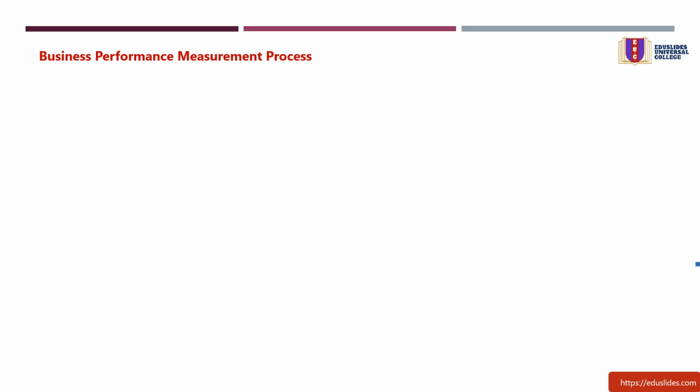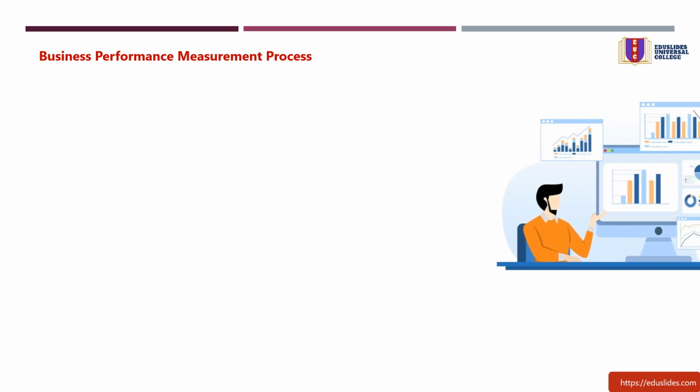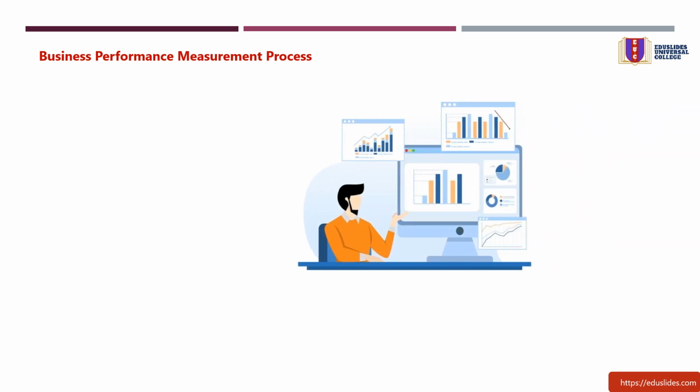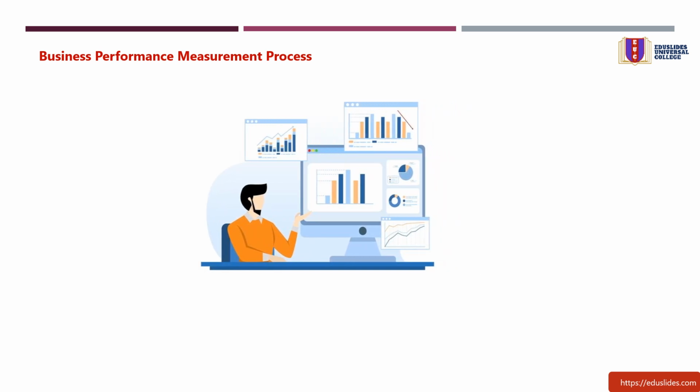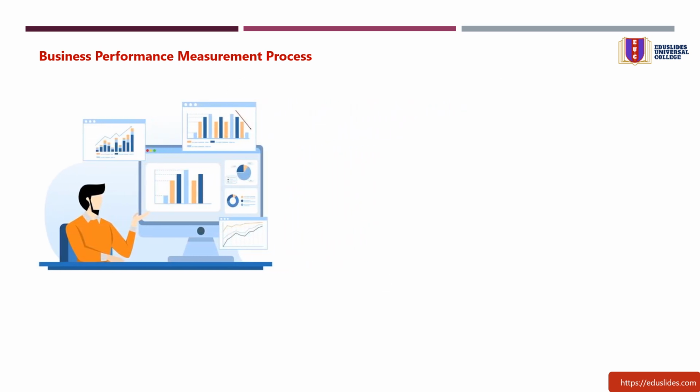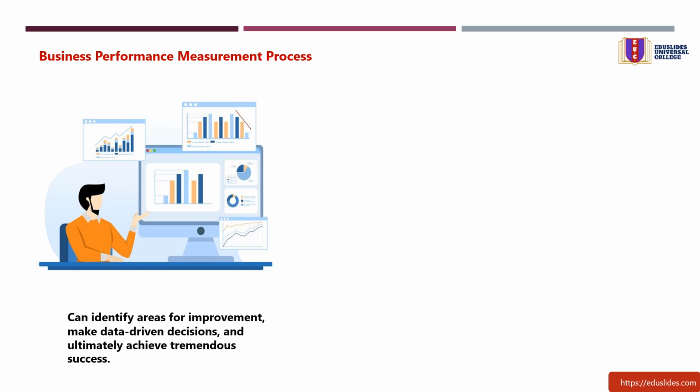Business performance measurement process. Performance measurement and evaluation are critical for organizations and individuals looking to improve their performance. By selecting appropriate performance metrics, collecting and analyzing data, and communicating performance to stakeholders, organizations can identify areas for improvement, make data-driven decisions, and ultimately achieve tremendous success. The process typically involves several steps, including 1.